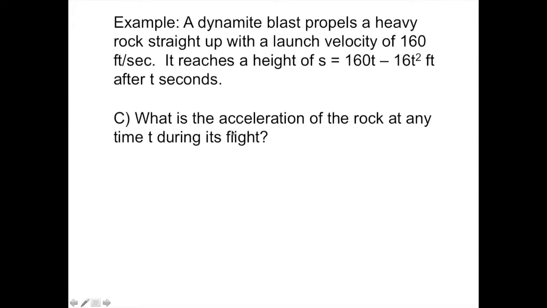For part C, it says what's the acceleration of the rock anytime during its flight. So it's not giving you a time. We're being asked for acceleration, so we know we need the second order derivative here. So the second derivative then is negative 32 feet per second squared. We notice that the second derivative is a constant value, which is why we don't need to know what time at all. We can find it at any time during the flight because it's constant, it's not going to change. So it's negative 32 feet per second squared, which is the value for free fall for g in English units.